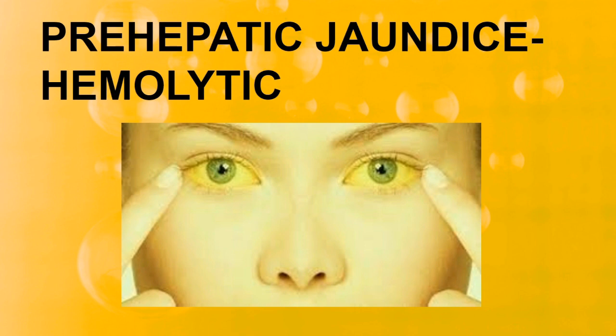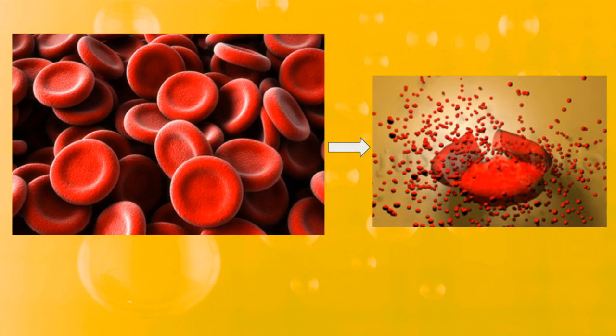Now first of all, prehepatic or hemolytic jaundice. Hemolytic jaundice occurs because of the excess hemolysis process occurring in the body. Excess breakdown of the RBCs causes this type of jaundice. Now here, as more and more RBCs are breaking, an excess amount of bilirubin is formed in the body by the excess hemolytic process.